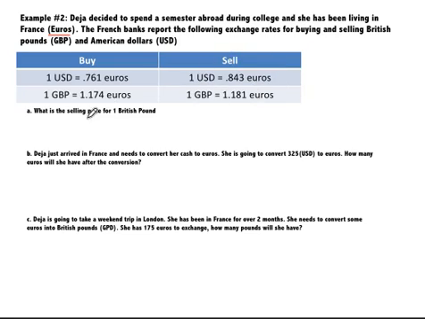The first question says, what is the selling price for 1 British pound? This is sort of an easy question, making sure you understand how to read the table. So I go to the sell section, I'm selling 1 Great British pound, so that equals 1.181 euros. So the answer to that first question is the selling price for 1 pound is 1.181 euros.